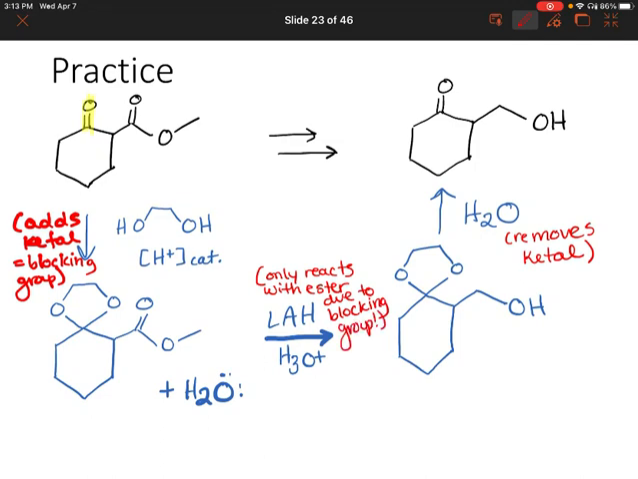So this is something chemists have to do a lot. Maybe they want to reduce one carbonyl group, but they find that it's also reducing another carbonyl group on the molecule that they don't want to reduce. So you can add these blocking groups and then remove them later. And luckily for us, ethylene glycol will only react with the ketone or an aldehyde and not the ester. So that works out. So just a little trick that you can use in your synthesis problems going forward.